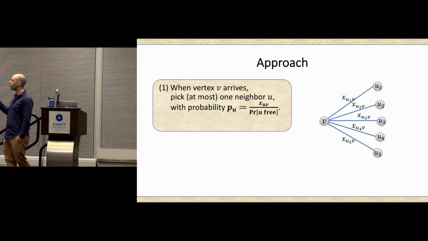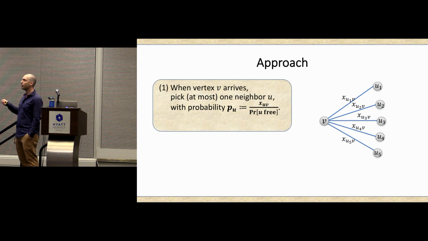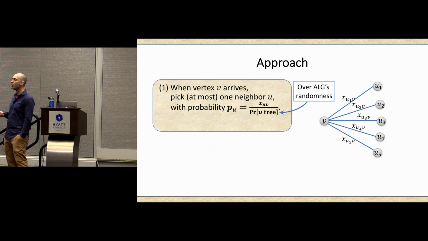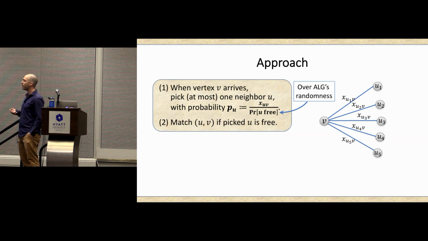When a vertex V arrives, we update our fractional matching using the fractional matching algorithm that's running in the background. And then we pick at most one neighbor U with probability proportional to the XUV value. In particular, we pick U with probability PU, which is XUV over the probability that the algorithm has yet to match node U. And then in the next step we check whether or not U is free. And if it is, we'll match UV.